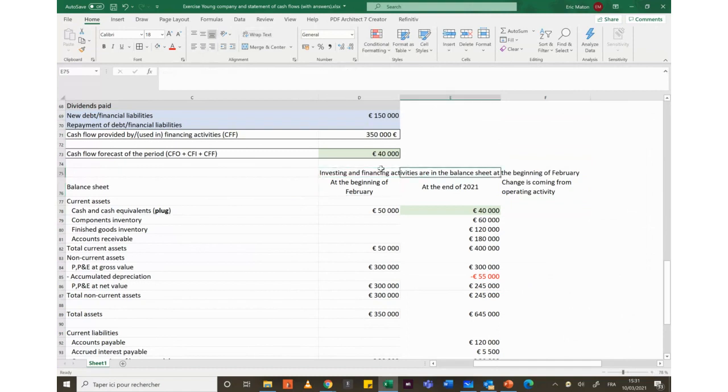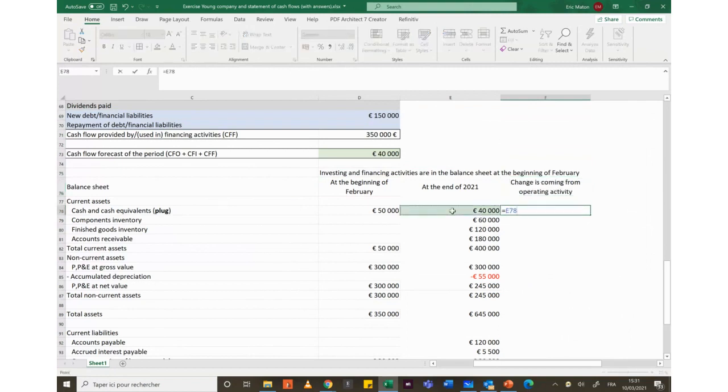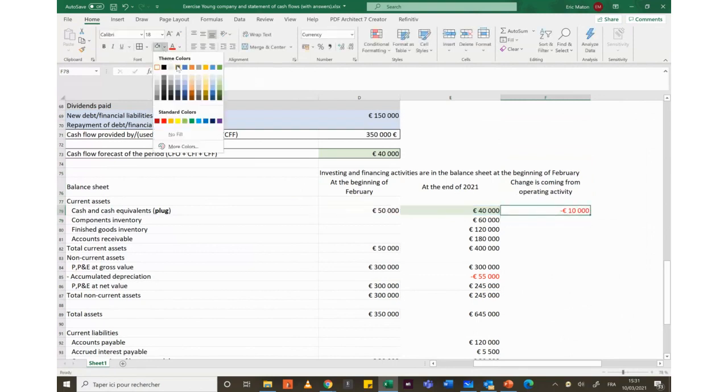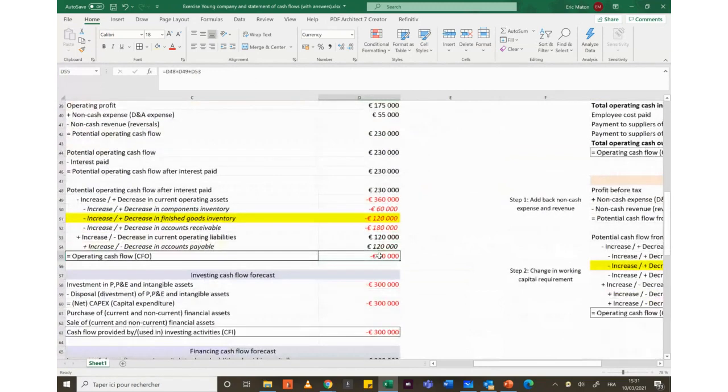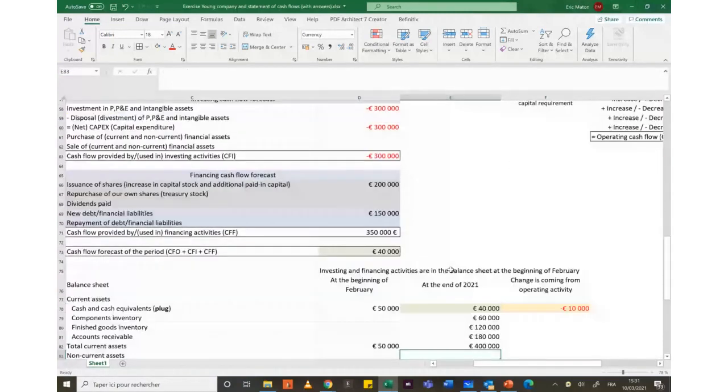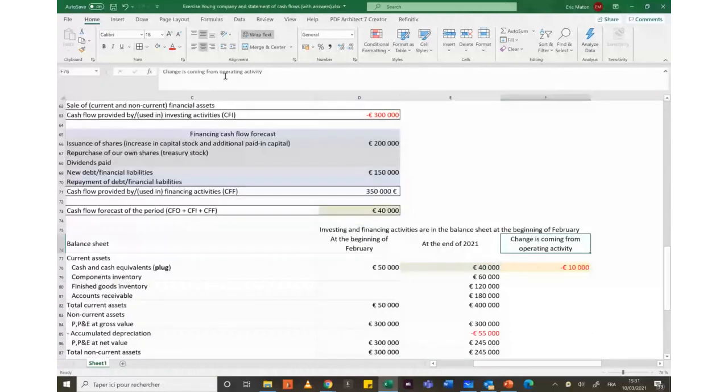At the end of the year, now I have also the operating activity. So of course, here, if I do this one minus this one, I will put in orange. So what I have in orange is equivalent to the minus 10,000 here. Okay. Because during the period, I have only the impact of the operating activity. All the financing activity and investing activity is already here at the beginning.